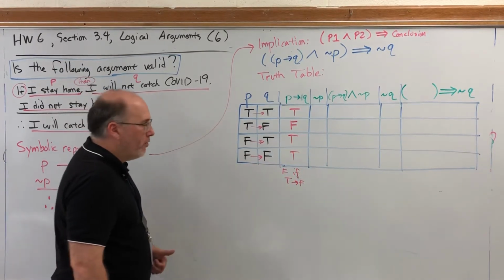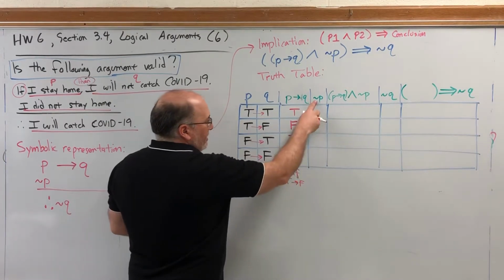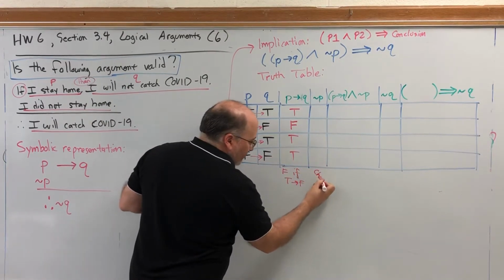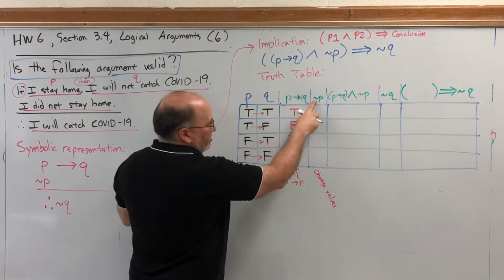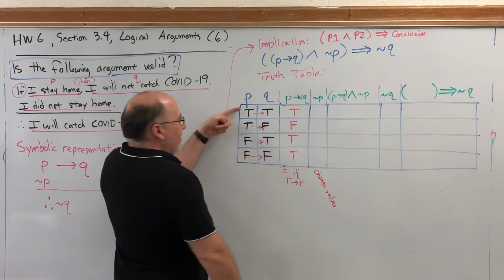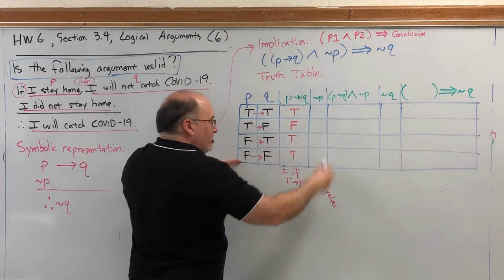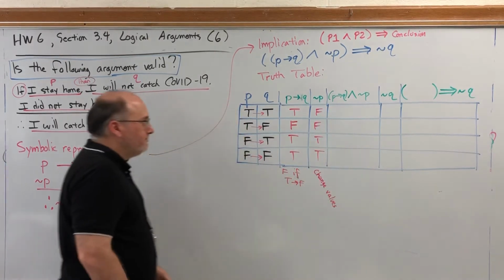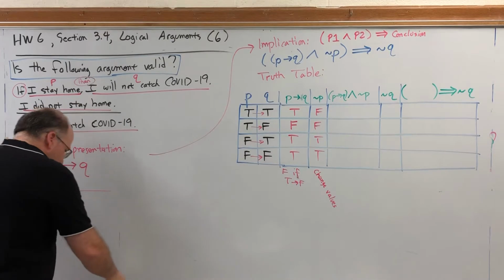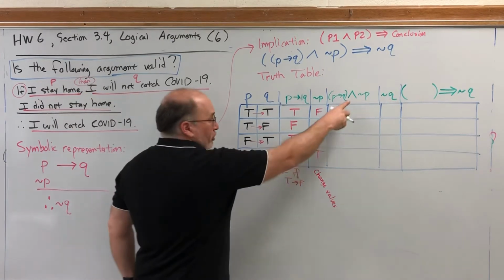Again, pretty straightforward. The next column is just the negation of P. Negation means to change the values. So we're going to change the values on the P column. The P column is true, true, false, false. If we change them, false, false, true, true. Switching colors, let's go to the conjunction.